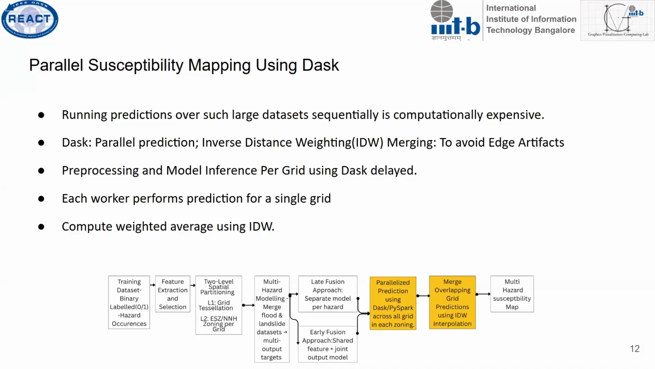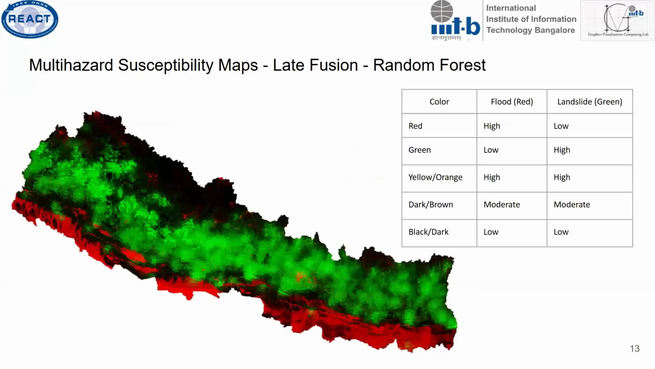As I said earlier, the inverse distance weighting merging will help us avoid edge artifacts, and we are finally computing the susceptibility maps. So this is the multi-band, multi-hazard susceptibility map. Here, red color indicates the flood-prone regions, green color indicates the landslide-prone regions. And the fusion of red and green, like yellow, orange, or dark brown, indicates the multi-hazard approach.